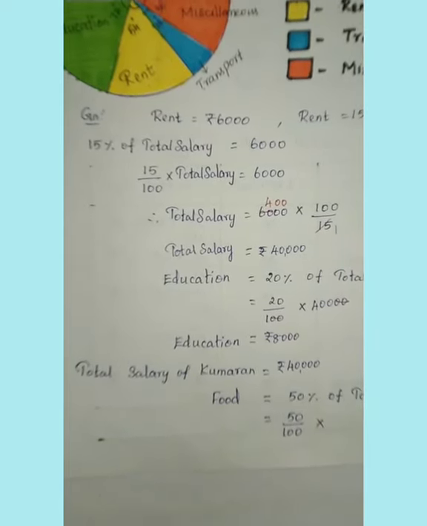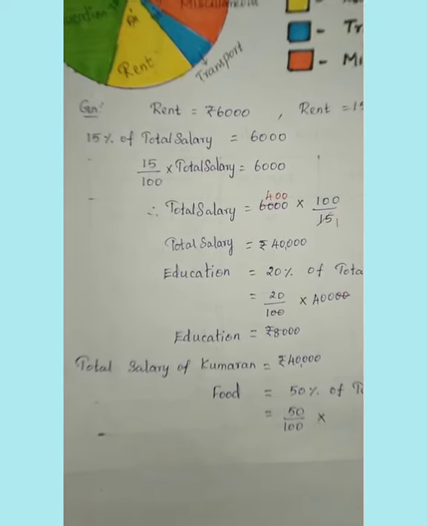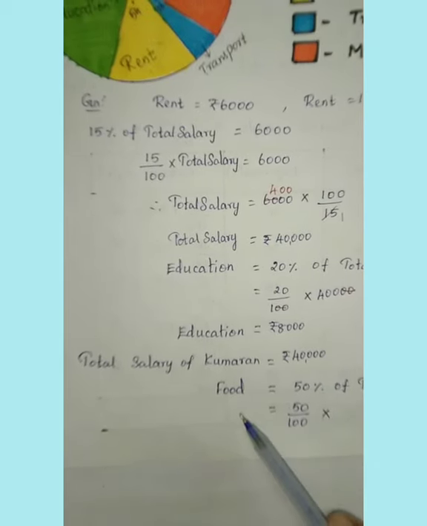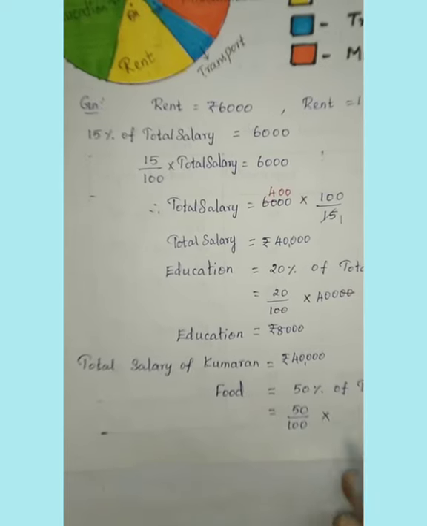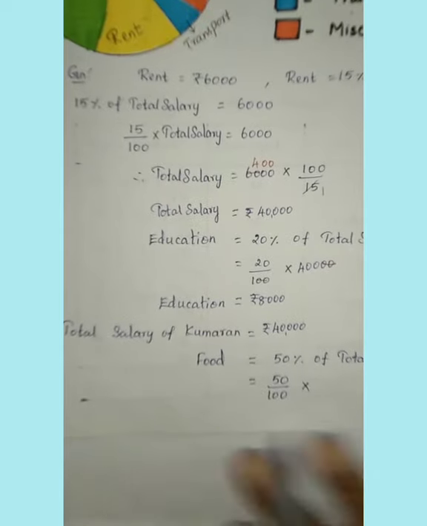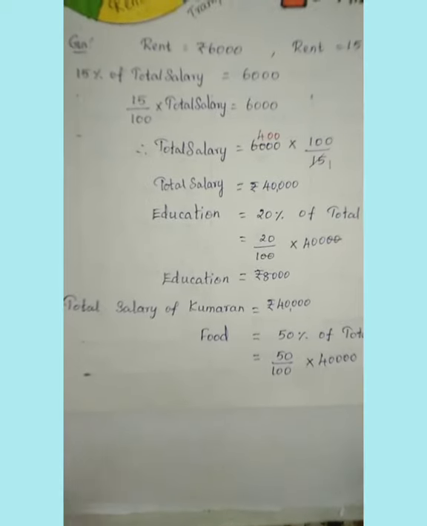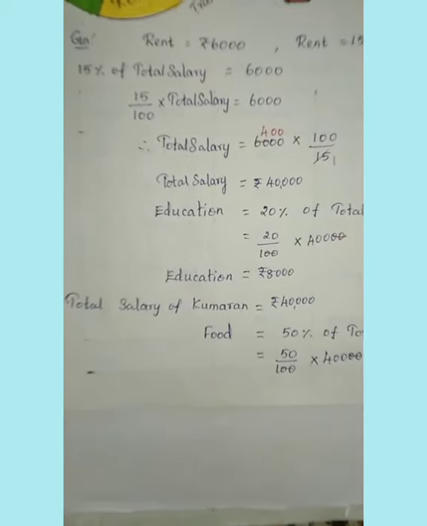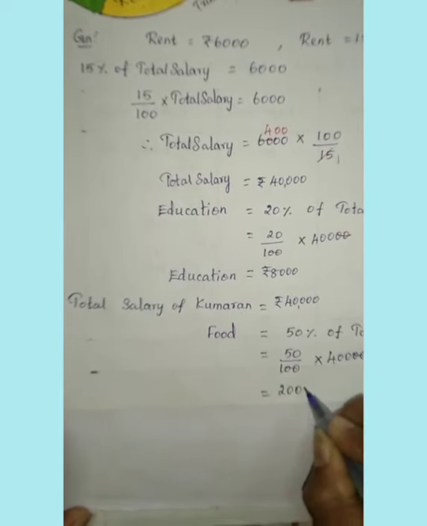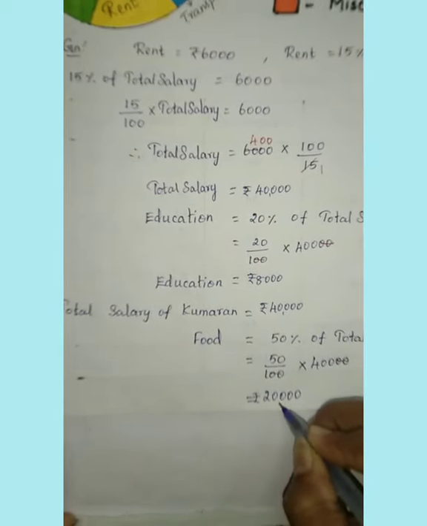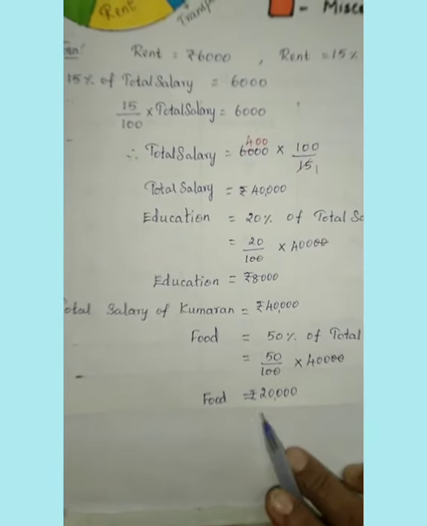40,000. Then third question: how much did he spend more for food than education? Education we have already found, so we are going to find out food. Food is given in the tabular column as 50% of his total salary. That is 50 by 100 into total salary, 40,000. We can cancel 0. 5 fours are 20 and 3 zeros are there. That is 20,000. So he spent 20,000 rupees for food.